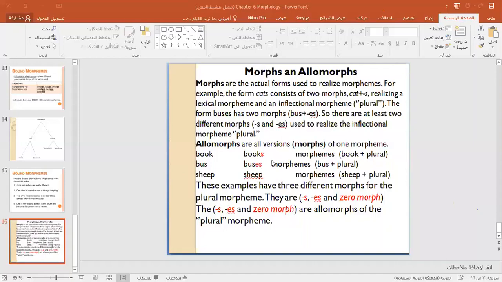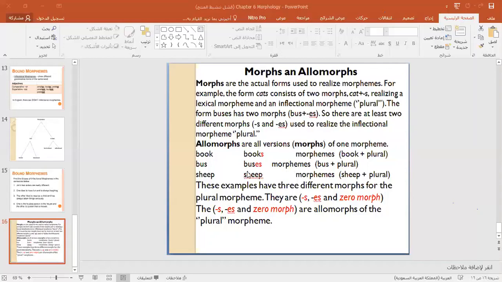But if you go to the word books again, how many morphemes does it contain? I'm talking about morphemes. Two morphemes, book plus plural. Don't say s, you say plural morpheme. Okay. Buses, how many morphemes does it contain? Bus and plural morpheme.